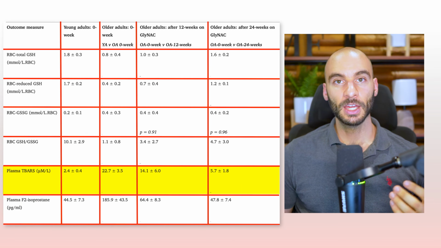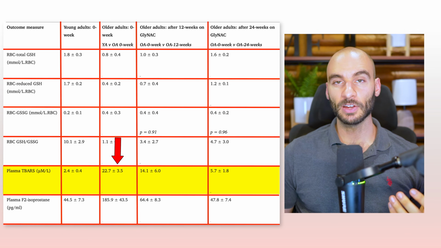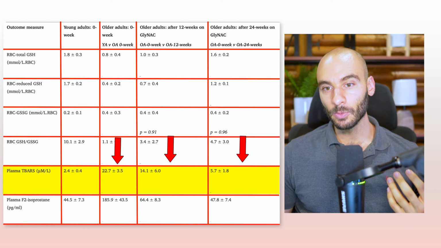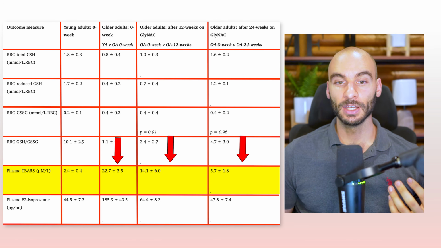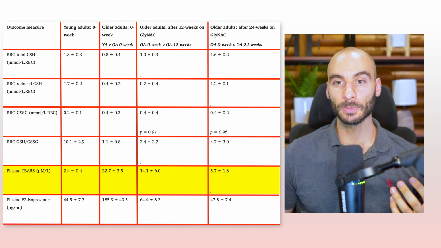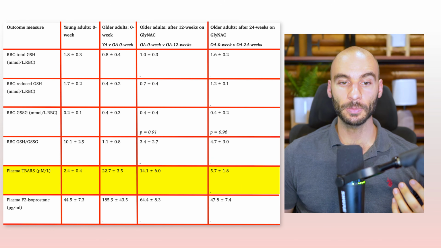For TBARS, the older adults start at 22.7 micromoles per liter. By week 12, they're at 14. And then by week 24, they're at 5.7. So essentially, they're almost 4 times less lipid peroxidation products by week 24 with this supplementation.